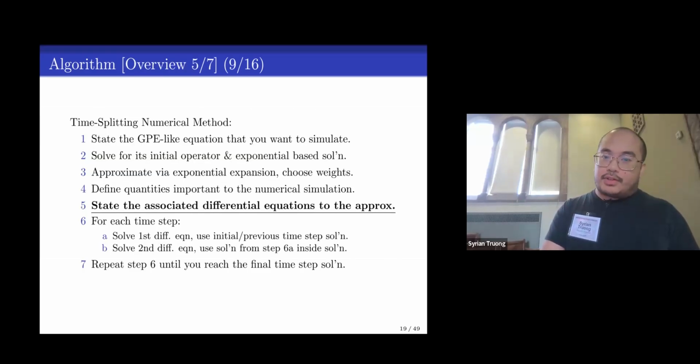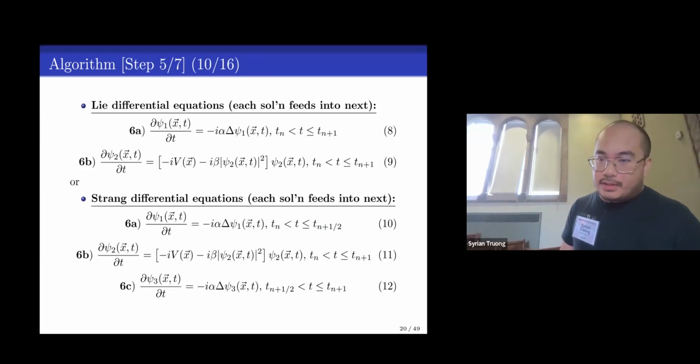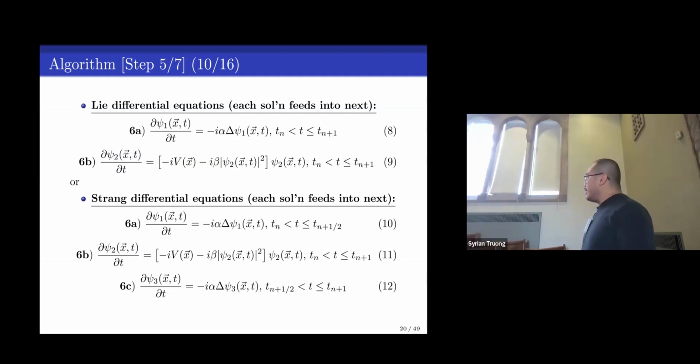Then you associate the differential equations to the approximations. So like I said before, 6a is going to correspond to the Laplacian term, whereas 6b is going to correspond to the differential equation for the potential nonlinear term. And each solution feeds into the next, where we can see for the Strang one, 10 and 12 show that these go a half time step as opposed to equation 8 for the full time step. All right.